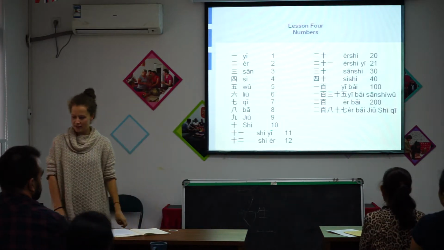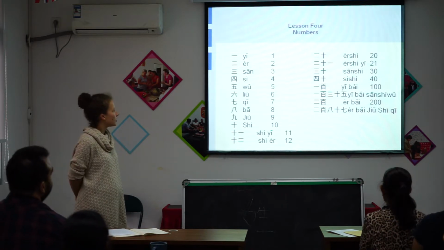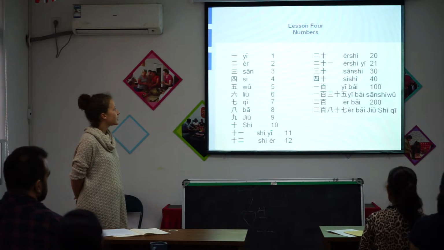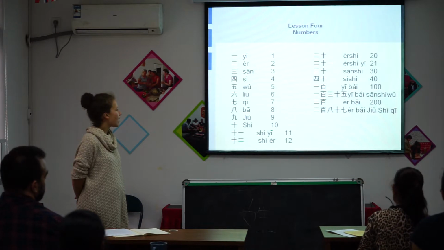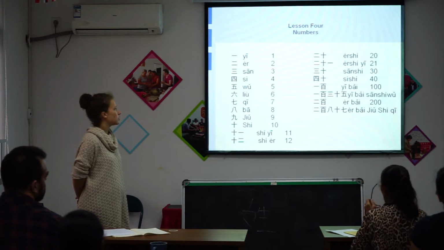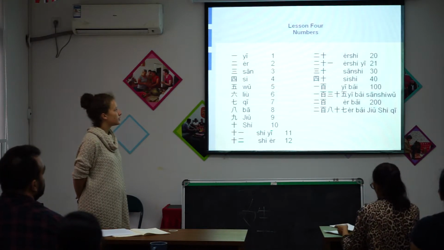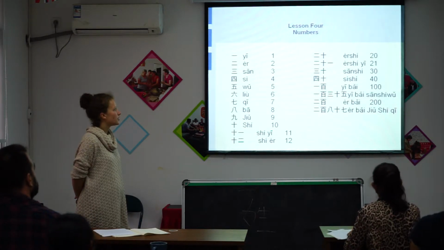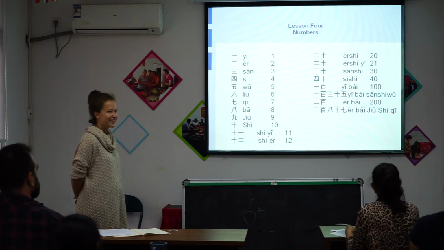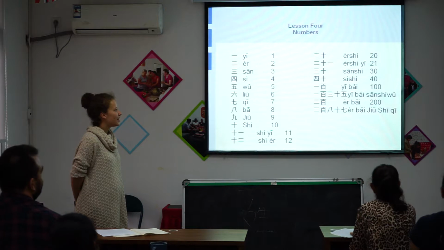So let's repeat the numbers again, just to remember them. So 1, 2, 3, 4, 5, 6, 7, 8, 9, 10, 11, 12, 20, 21, 30, 40, 135, 297.